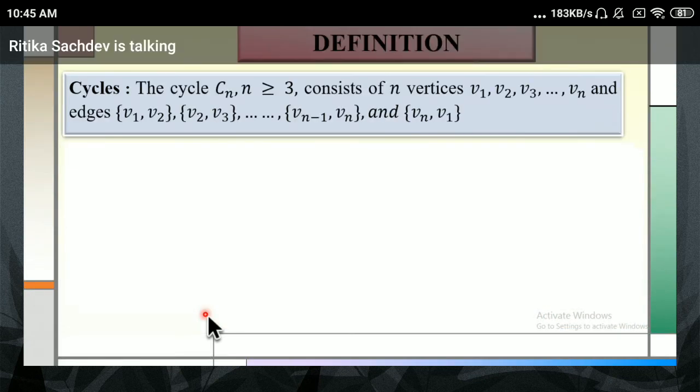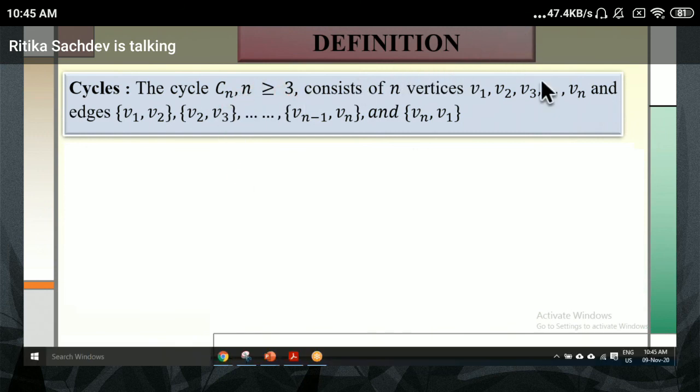Then we proceeded further with cycles. Now, for a cycle, I will require the number of vertices to be greater than or equal to 3.